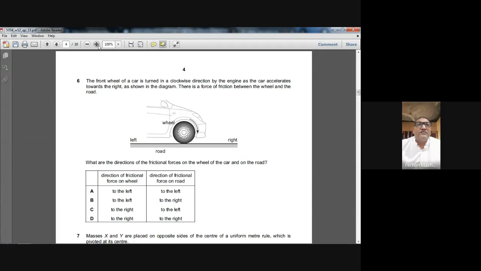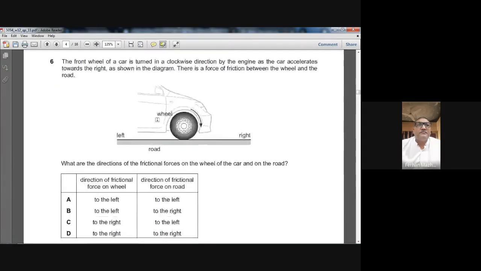You see, this car is going to the right. The wheels are rotating in the clockwise manner, so they are trying to go backward. And so when they are trying to go backward, the force of friction on the wheel will be towards the right, and the direction of the force of friction on the road will be towards the left.